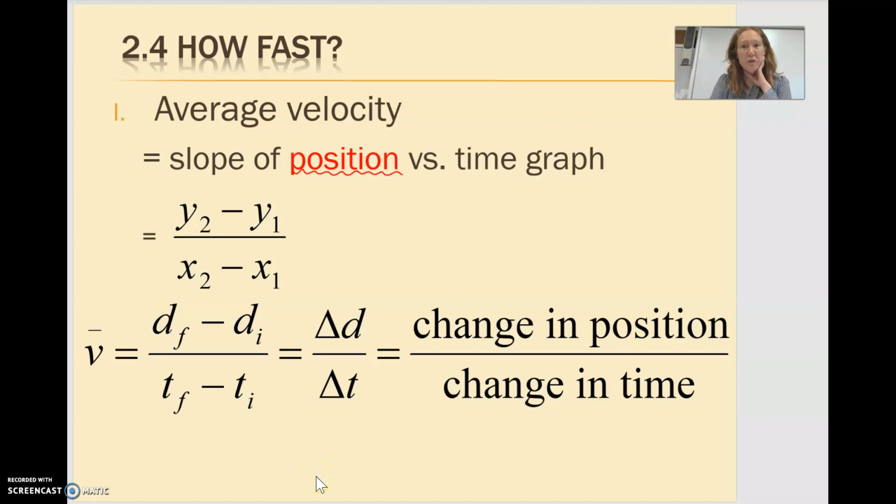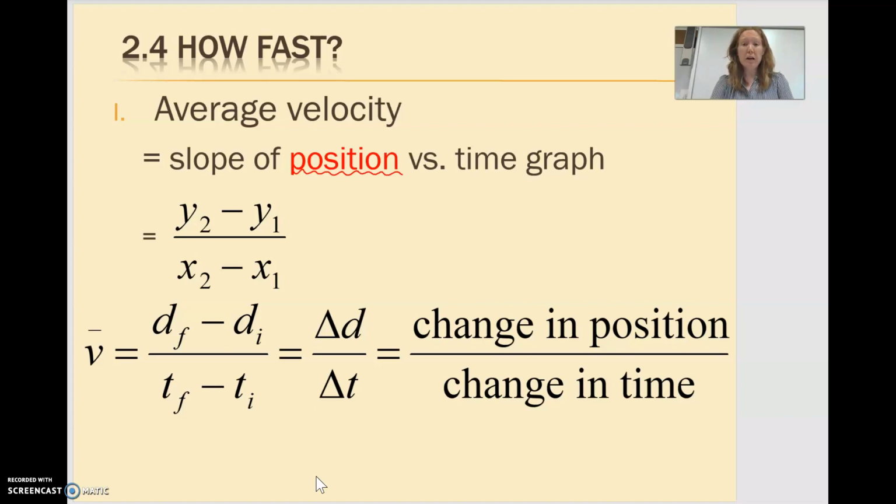Today we're covering 2.4, which is the math to go with the graphs and the models we've been developing so far for things that move at a constant velocity. So let's start with the definition of how to get average velocity. And that is something we've talked about already, I think, which is the slope of the position versus time graph. That's one way to get it if you have the graph.